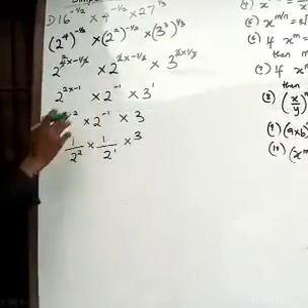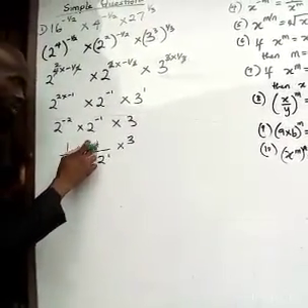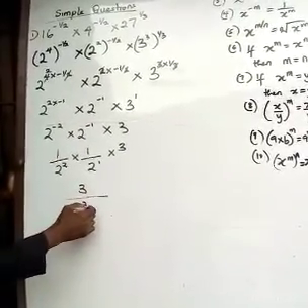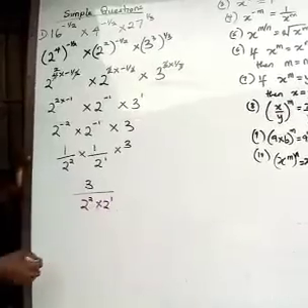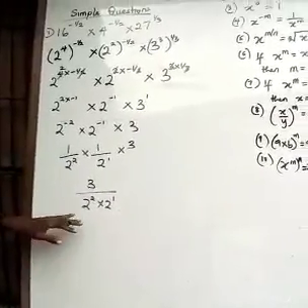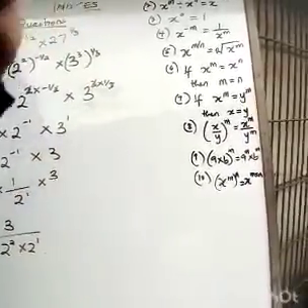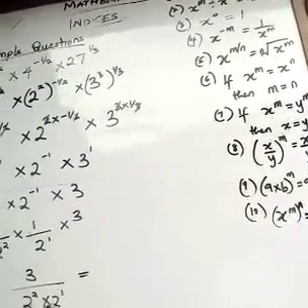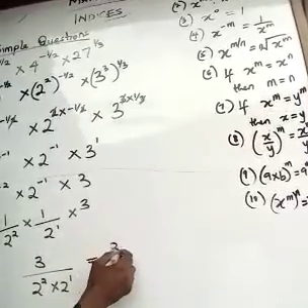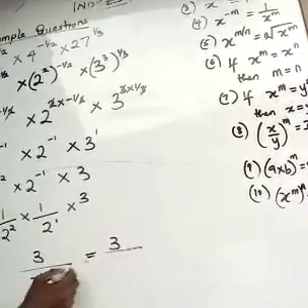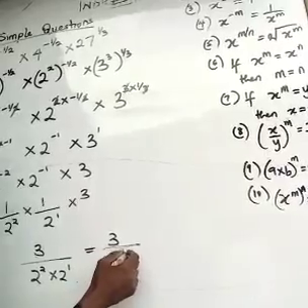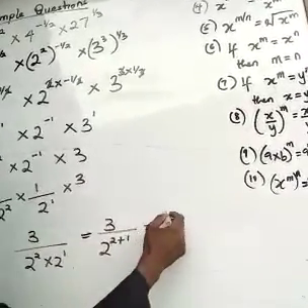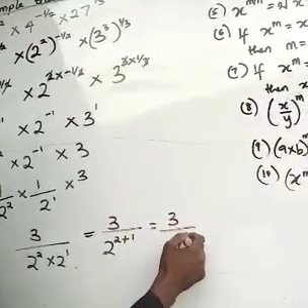Now you can multiply straight off. 1 times 1 is 1, times 3, we have 3, all over 2 raised to power 2 times 2 raised to power 1. Now from here, we can apply rule 1. What does rule 1 say? If you are multiplying two indices that have the same base, you will just add the powers. So if you add these powers, we have 3 over 2 raised to power 3.